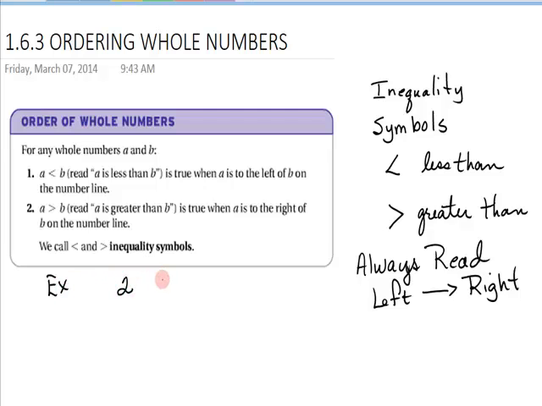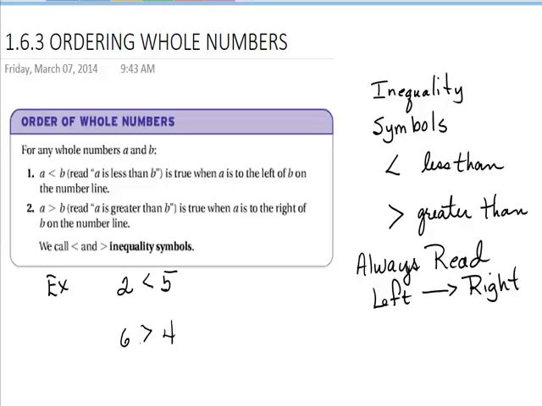If you have the numbers 2 and 5, because you're reading left to right, 2 is less in value than 5, then you use the less than symbol. If you had 6 and 4, because 6 has got a greater value than 4, you would use the greater than symbol. Sometimes people get confused, how am I going to remember which one is which?